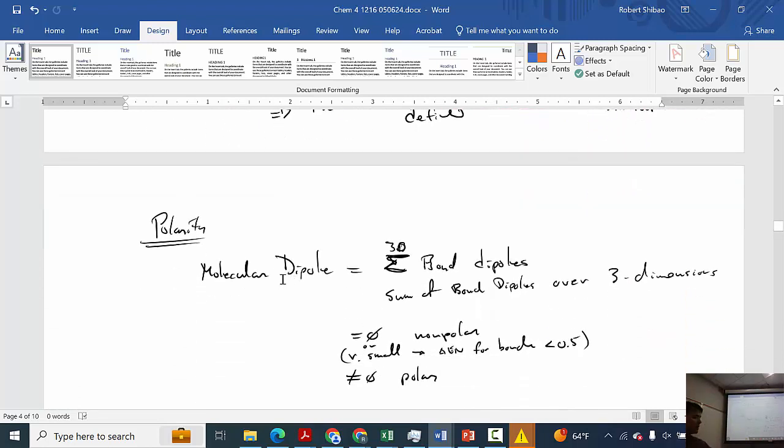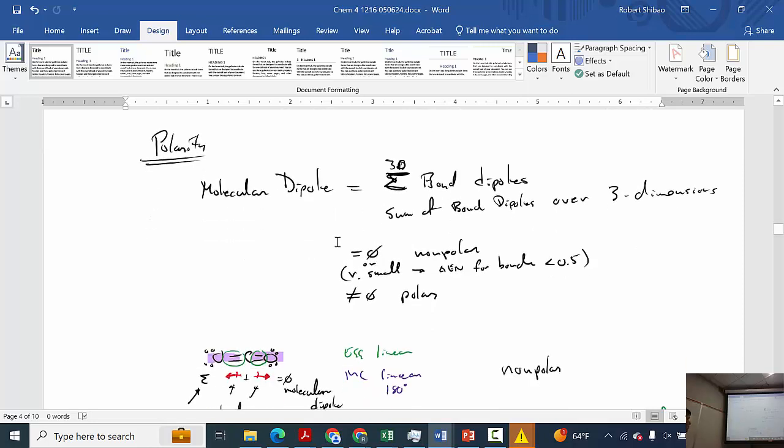All right, the last section I need to talk about in chapter 13 is polarity. We could have a molecular dipole. A dipole is two poles, like a positive pole and a negative pole, and molecules can have a positive pole and a negative pole. For a molecular dipole, we have to look at the bond dipoles. Bonds can have a pole. So what we're going to do is sum, this is sigma, the sum of the bond dipoles over 3 dimensions. This is supposed to be 3D. Sum of bond dipoles over 3 dimensions. I'm trying to show that.